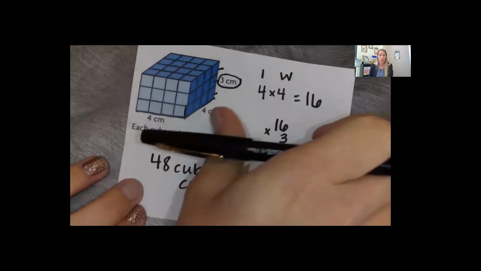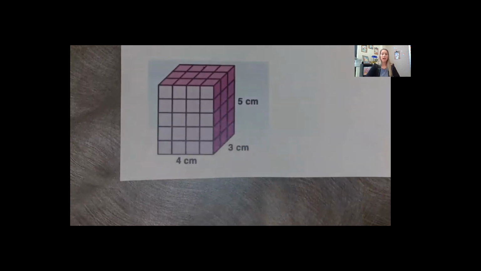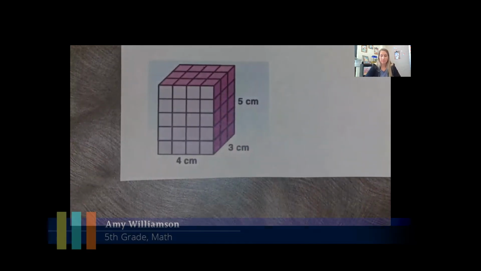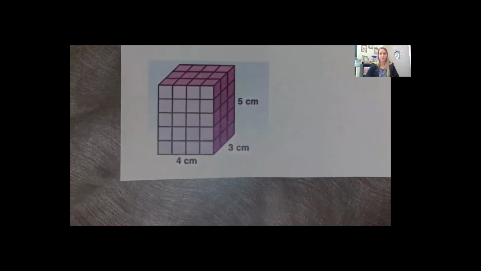Continue working along with me. You guys are doing great. To find the volume, we need to know the number of unit cubes where? Did you say in the base? You're following along phenomenally. All right, how many unit cubes make up the base of this rectangular prism?